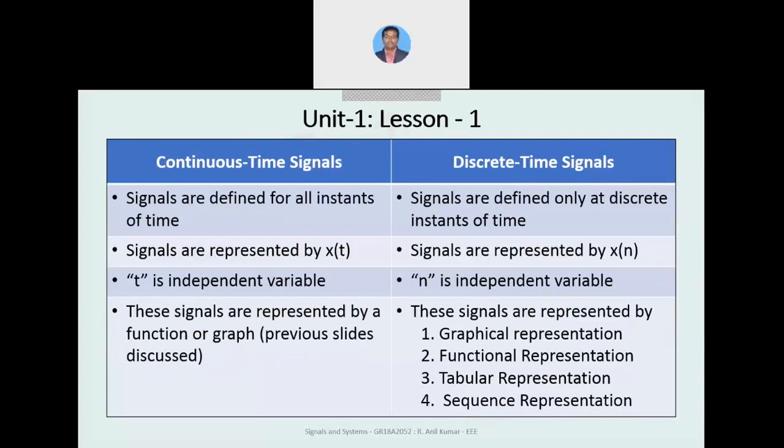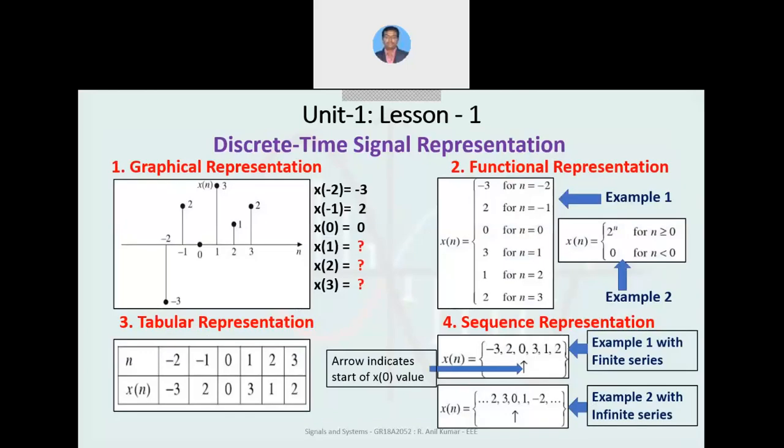As you already know how continuous time signals are shown, in the earlier slide we have seen the graph representations of different signals. When we come to discrete time, the representation can be any of these 4 types: graphical, functional, tabular, or sequence. We can see all 4 in the next slide, where in the graphical representation, at the instances of n, the x of n peak values are represented. We can see from the graph that x of minus 2 is equal to minus 3, x of minus 1 equals 2, x of 0 equals 0, and I think you can write down the values for x of 1, x of 2, x of 3.